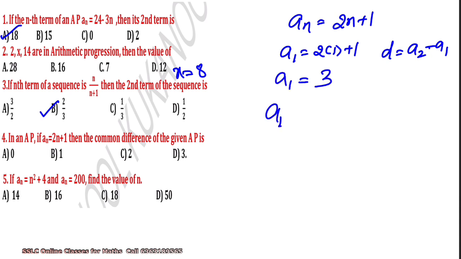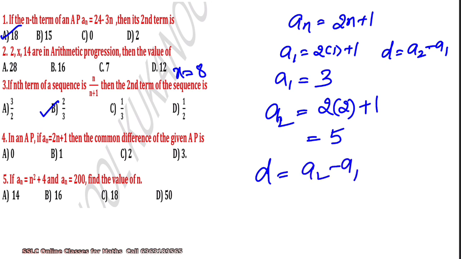3. Then find out A2. 2 into 2 plus 1. This is going to be 5. So D is equal to A2 minus A1, that is 5 minus 3 equal to 2. So common difference is 2 for us. The right answer is 2 here.